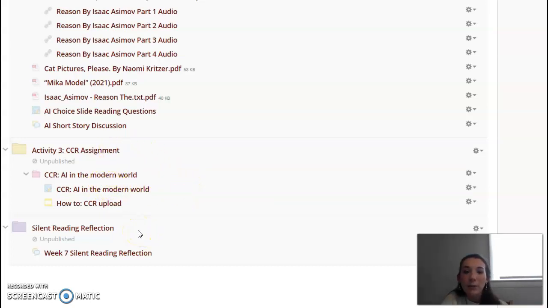Lastly, we have our silent reading reflection for week 7. We are looking at what you find engaging about your silent reading option. Remember, that should be something outside of this course, and it should not be any kind of textbook that you have for any other class. It should be something that you pick that you personally are invested in reading. You would log that in your silent reading log at the top of the Schoology page as well every day, because you should read about 30 minutes every day.